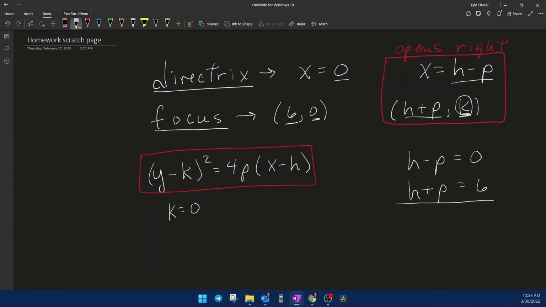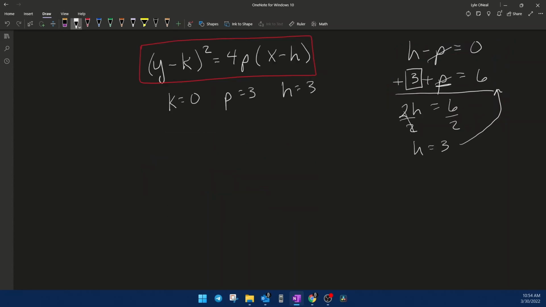So, using the addition method, we're going to get 2h, our p's cancel, equals 6, divide by 2, and now we have h. h is 3, writing that down, and then we're going to come back up to here and plug in for h. So if h is 3, 3 plus what is 6? And that's going to tell me that p is 3. Once I know h, k, and p, I can write the equation.